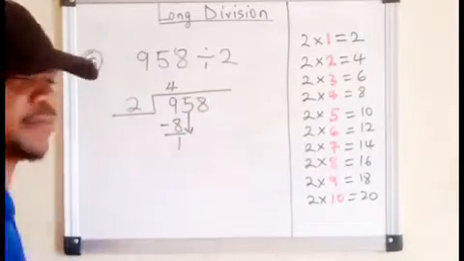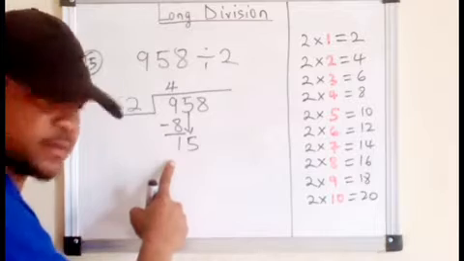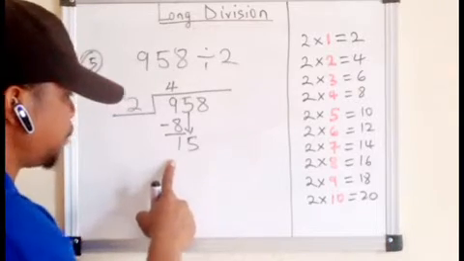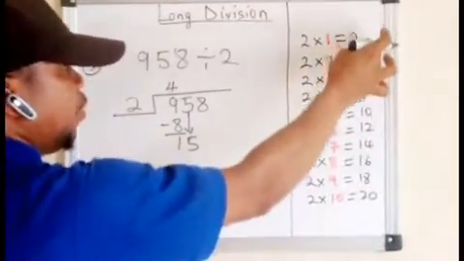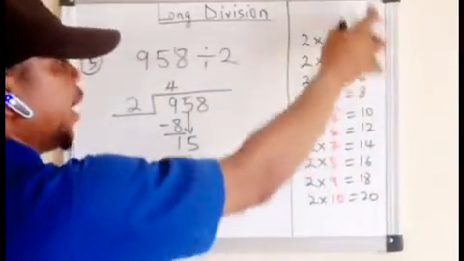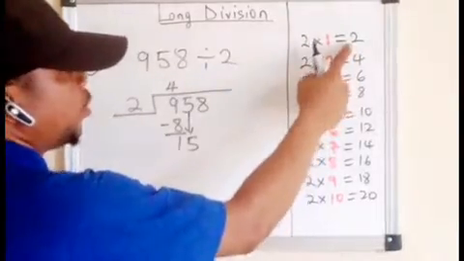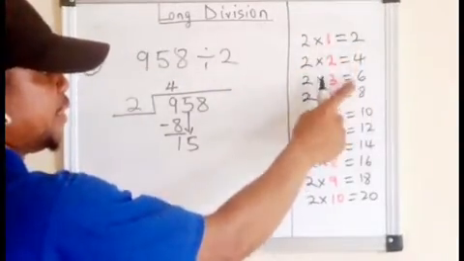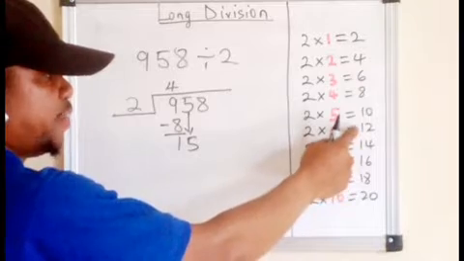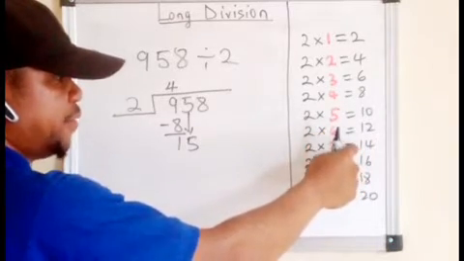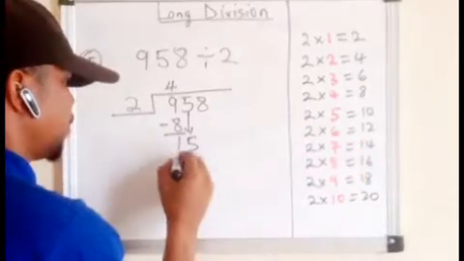We bring down 5. So the 5 joins with the 1 to make 15. So we now have 15. We look for 15 over here. There is no 15 anywhere here. So we look for the one we can pick. 2 is smaller than 15. 4, 6, 8, 10, 12, 14 are all smaller than 15. 16 is bigger than 15. We go back one step and pick 14. We write 14 down.